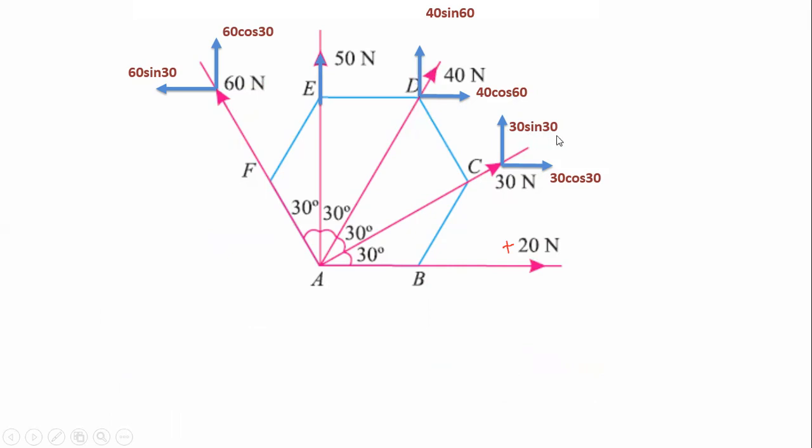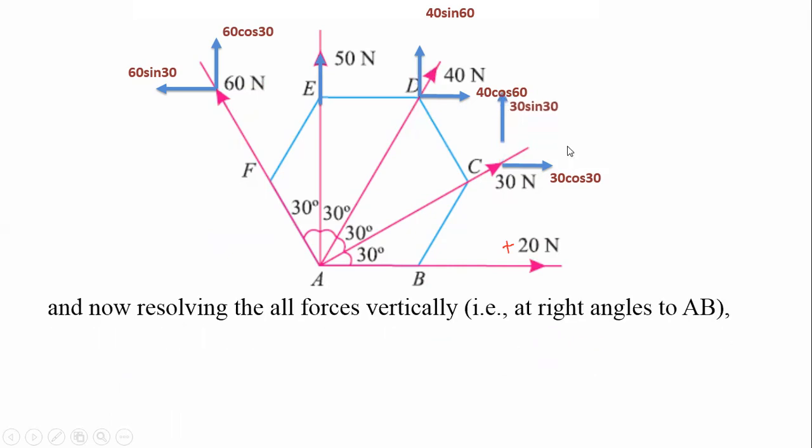This 30 sin 30 is going vertically upward. That's why it is positive. Similarly, this 40 sin 60 is going vertically upward. That's why it is also positive. This 50 Newton force is vertically upward. That's why it is also considered as positive. And the last one, this 60 cos 30 is also going vertically upward. That's why we take it as positive. All these four forces are going vertically upward. That's why we are considering all these forces positive.